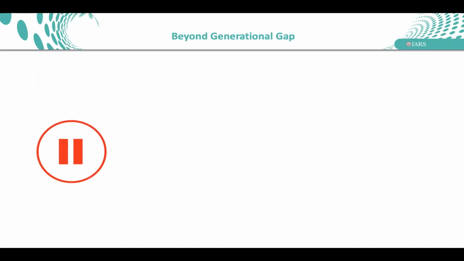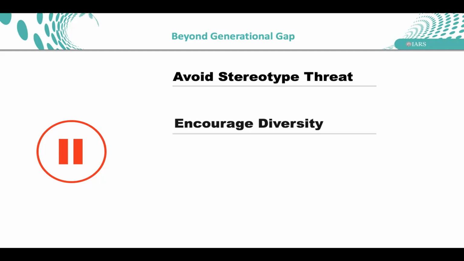It should give us pause. To avoid the stereotype threat: when we start saying us versus them, when we start lumping people into their generation, we perpetuate a behavior and we avoid engaging with others.